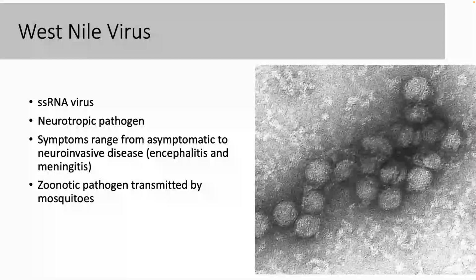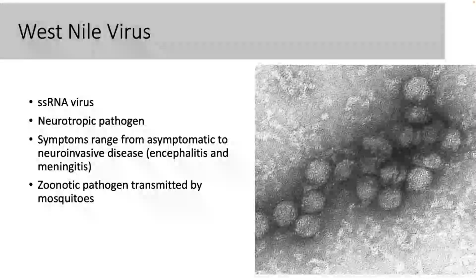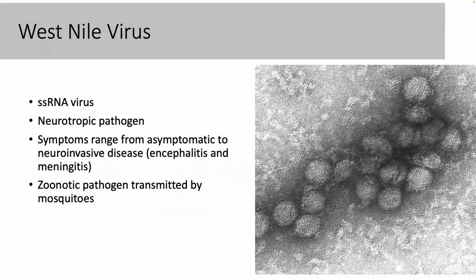And so I'm just going to first introduce West Nile virus. West Nile virus is a single-stranded RNA virus, and it is a neurotropic pathogen, so it's able to infect host nervous system tissue. Within humans, symptoms can range from asymptomatic in most cases to neuroinvasive disease such as encephalitis and meningitis, depending on host immune function. And West Nile virus is a zoonotic pathogen transmitted by mosquitoes.